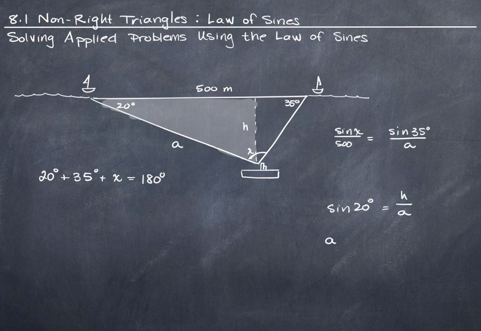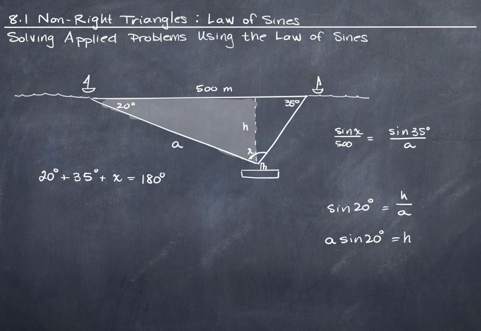Multiply both sides by A, and I get A sine of 20 equals h. Remember, I've done some work here, so I know the value for A. I can calculate the value for the sine of 20 degrees. Okay, so I can calculate this value here, and this is actually what I'm looking for. I'm looking for h, the length of this line segment, and that's going to tell me the depth. And that's pretty much all there is to it.